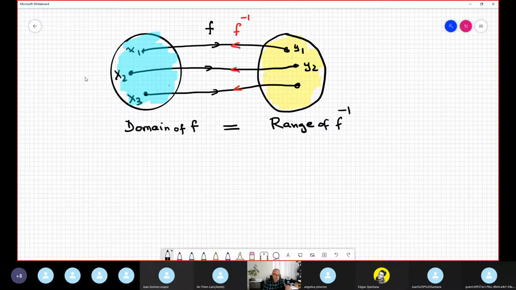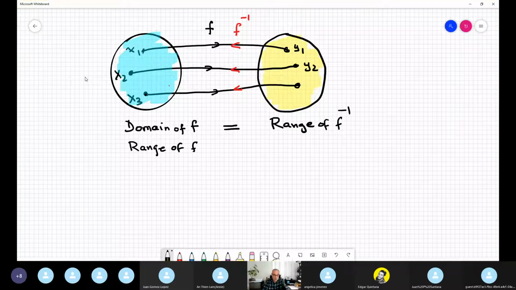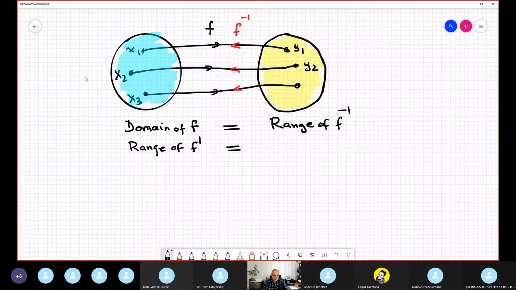in the opposite direction. And likewise, the range of the inverse is equal to the domain of f. Okay, domain of f is equal to the range of the inverse, and domain of the inverse is equal to the range of the direct.